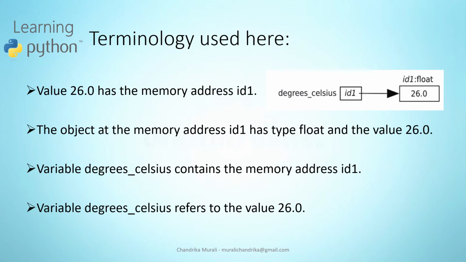So what are the terminologies used here? I'm using the same expression, degree Celsius, which is pointing to 26.0. So the value 26.0 has the memory address ID1. The object at the memory address ID1 has type float and the value 26.0, as you can see here. Then the variable degree Celsius contains the memory address ID1. This variable contains the memory address of the value. That means the variable degree Celsius is referring to the value 26.0 here.